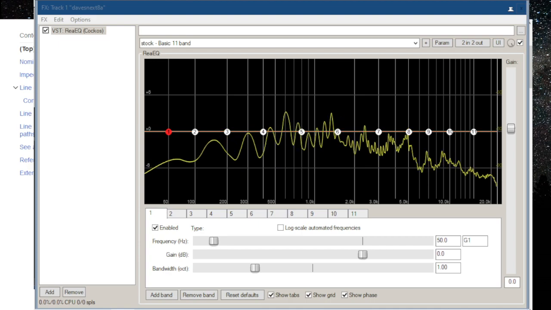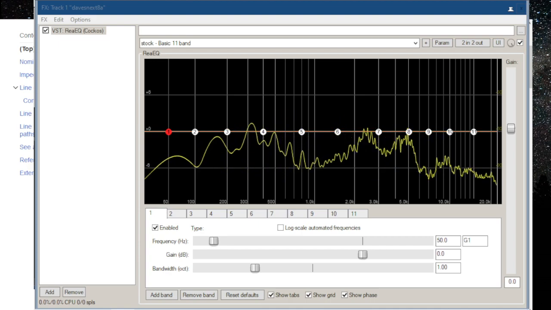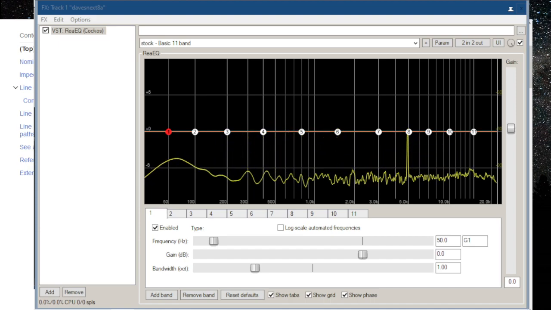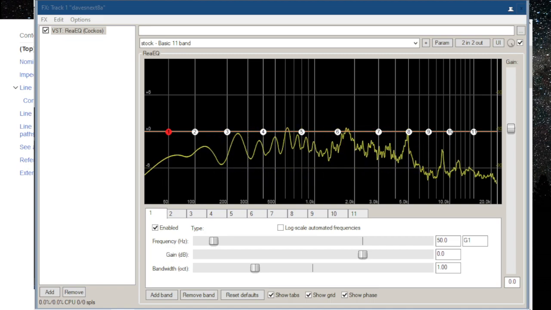The other thing that I forgot to mention is we're supposed to use a frequency of 1 kilohertz to do this test. So we're going to change it to 1 kilohertz.